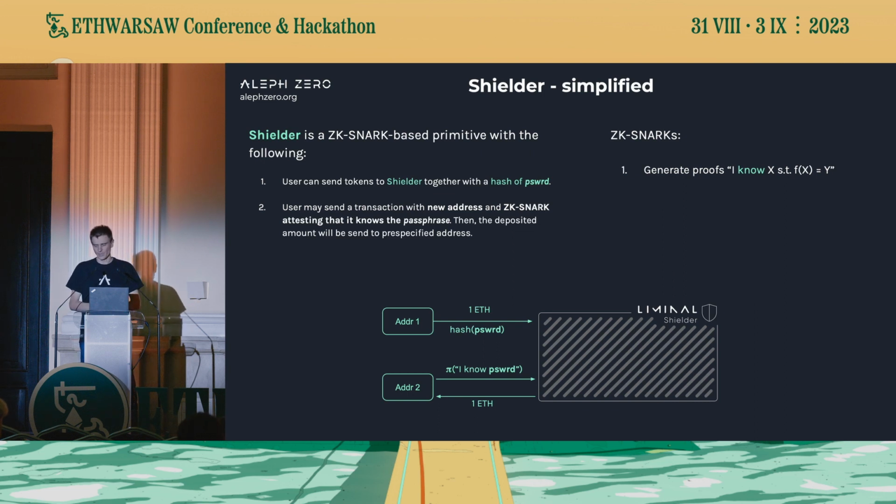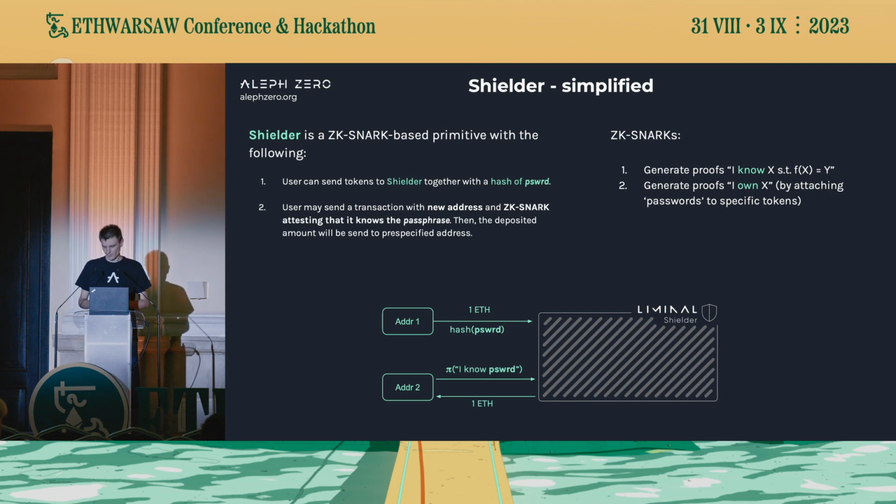So ZK snarks, how are they used here? In general, what ZK snarks allow you to do is to generate proofs of statements of the form: given some private data X, the result of a computation F run on X is Y. Y is typically public in this kind of setting. Here, the way it is used is to prove ownership of tokens because I know some private password. Again, this is a little bit simplified. In reality, it works a little bit differently, but this mental model is quite accurate actually.